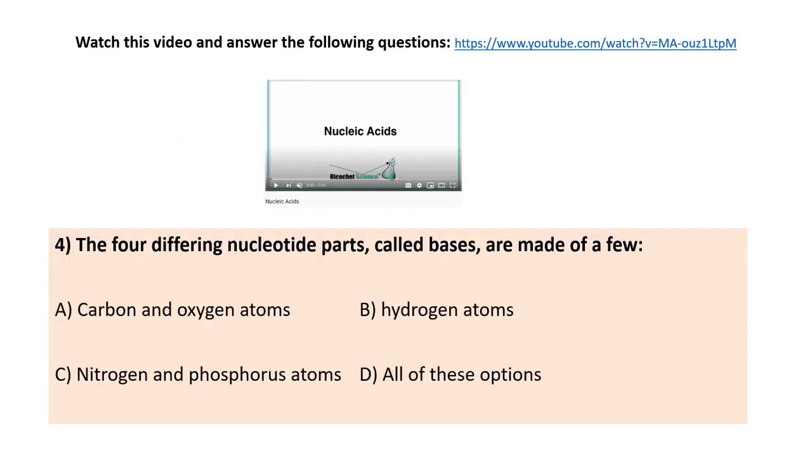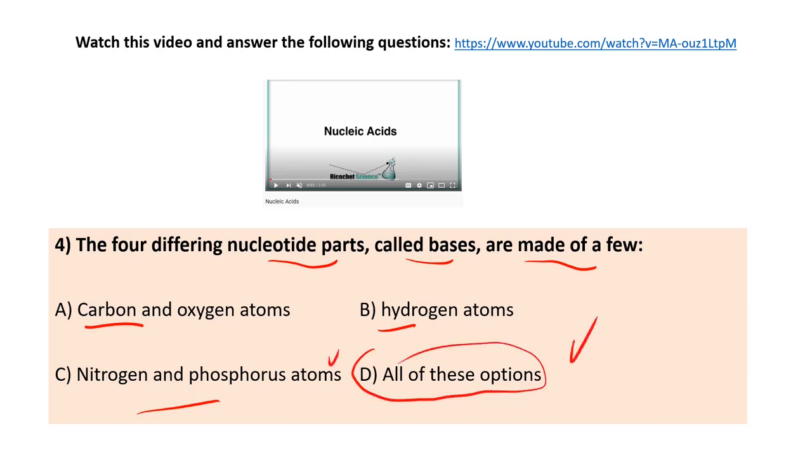Okay, now the four different nucleotide parts called bases are made of a few elements. Which ones do they have? They will definitely have carbon. And what do you think all these nucleotides have? What is the monomer of the nucleic acids? I know that all these options are correct. So all of them are correct, and in case you have any doubt, I will explain in more detail in the next slide.